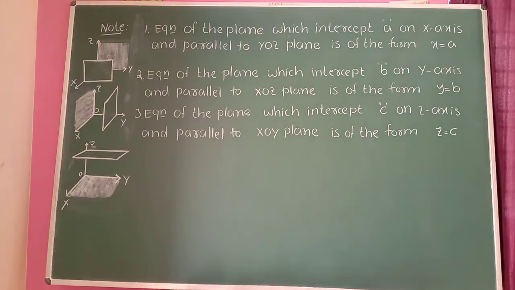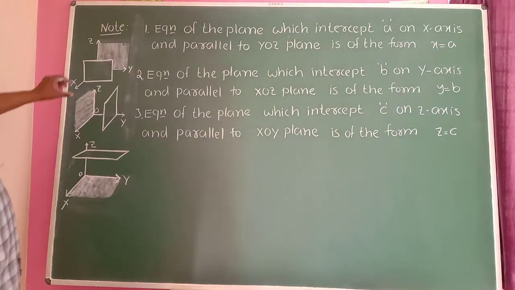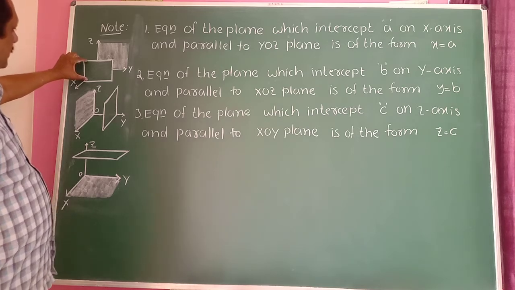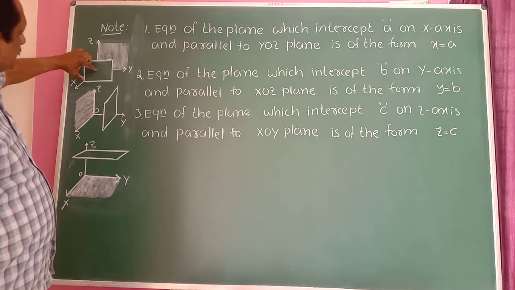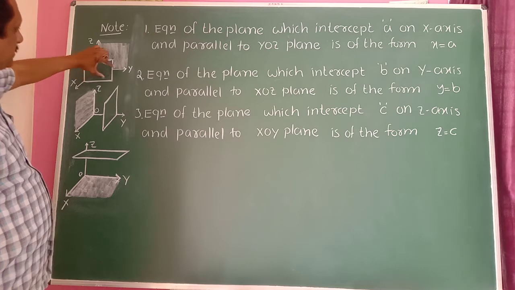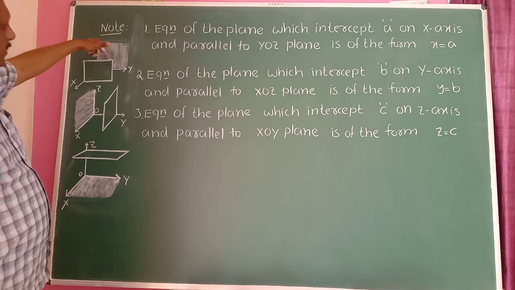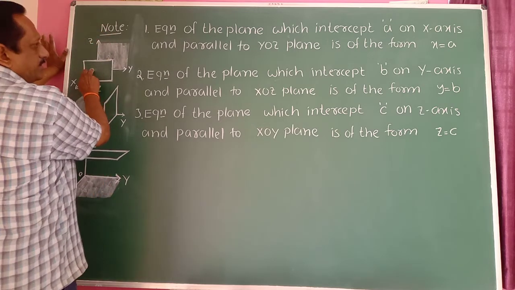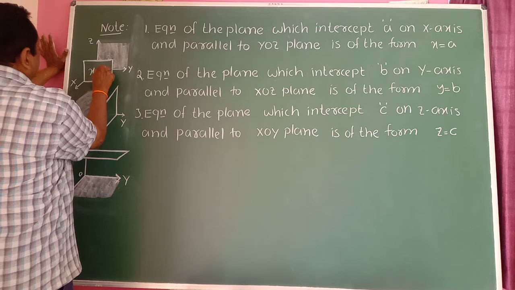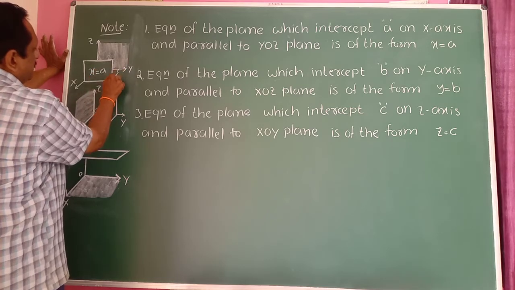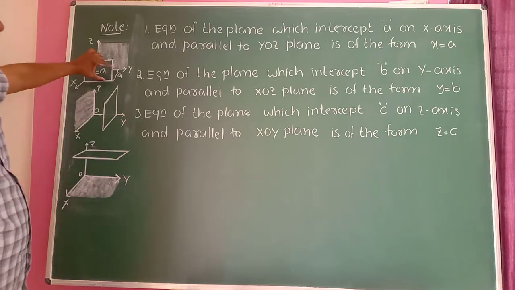Note here: the equation of the plane which intercepts a on the x-axis and is parallel to the yOz plane is of the form x equal to a. So consider this plane here. This plane makes intercept a on the x-axis, meaning this distance is a units, and it is parallel to the yOz plane. The equation of this plane is x equal to a, meaning this distance is a units.